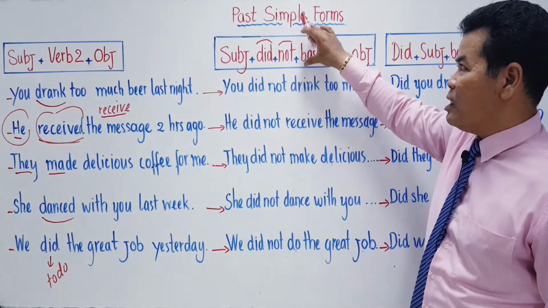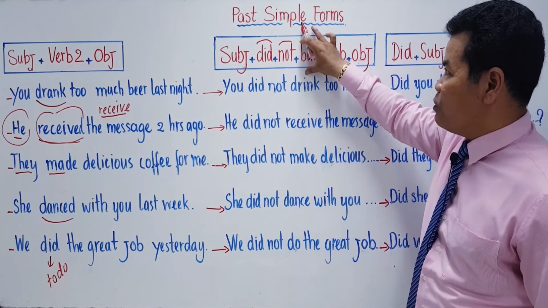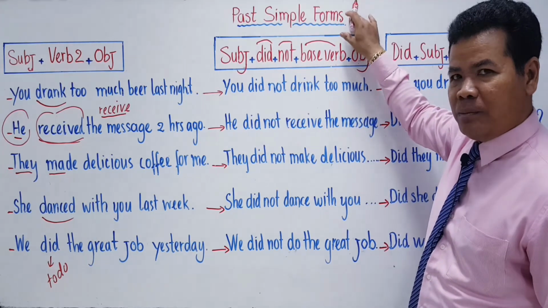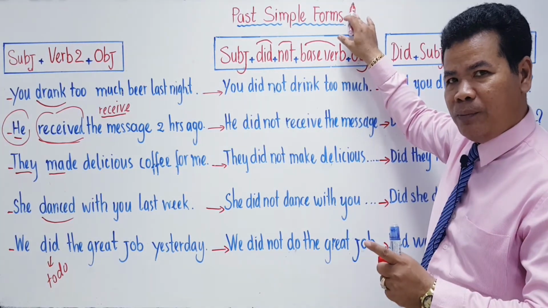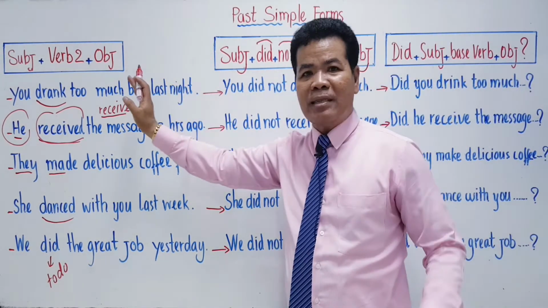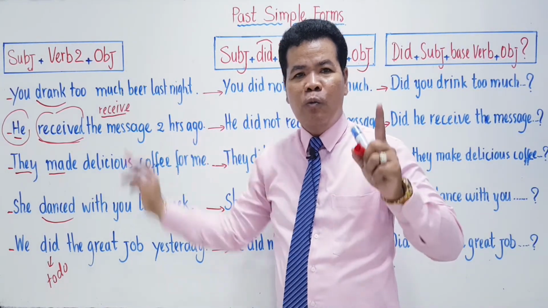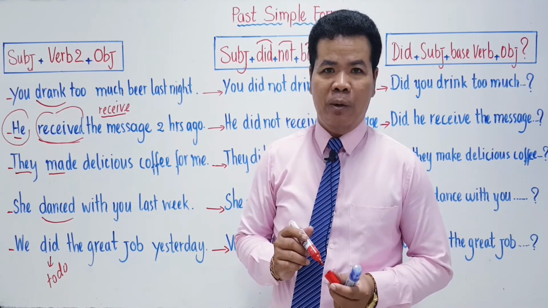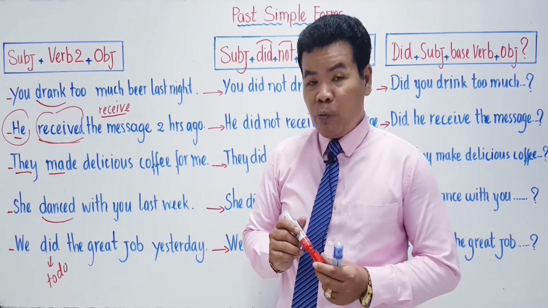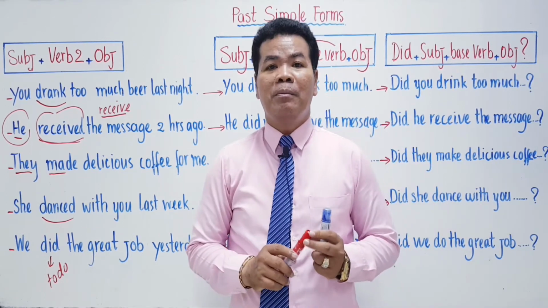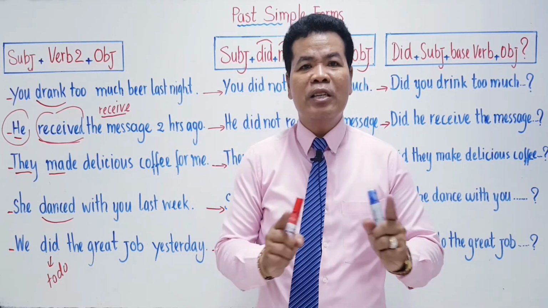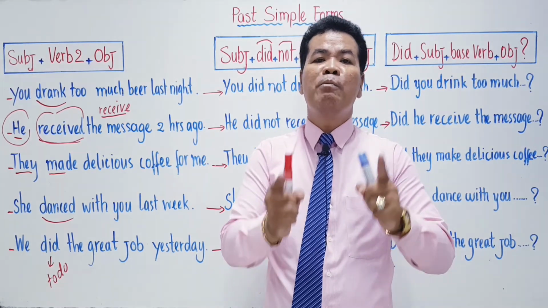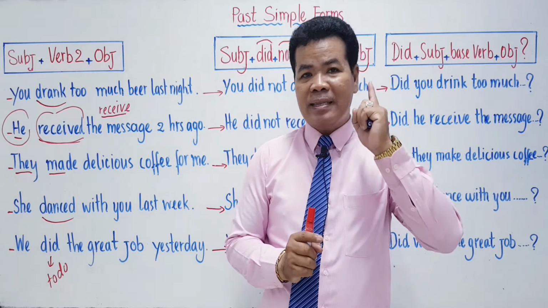So this is the negative. In the negative sentence, the verb here is the base verb. It's not the second verb anymore. When we use the positive sentence, the verb must be used as the second column, or verb 2, the past simple verb. But when you change it to the negative, there is no more verb 2. Verb 2 changes to base verb because that sentence is negative.